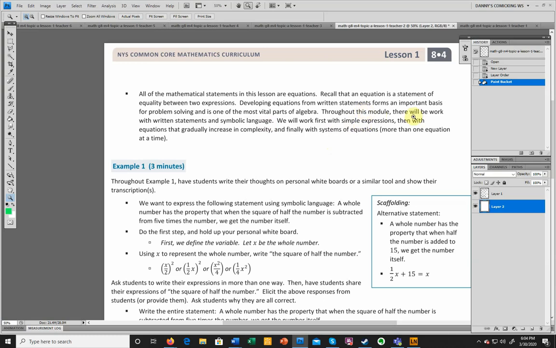Throughout this module, there will be work with written statements and symbolic language. We will work first with the simple expressions, then with equations that gradually increase in complexity, and finally with systems of equations. More than one equation at a time is what that means.